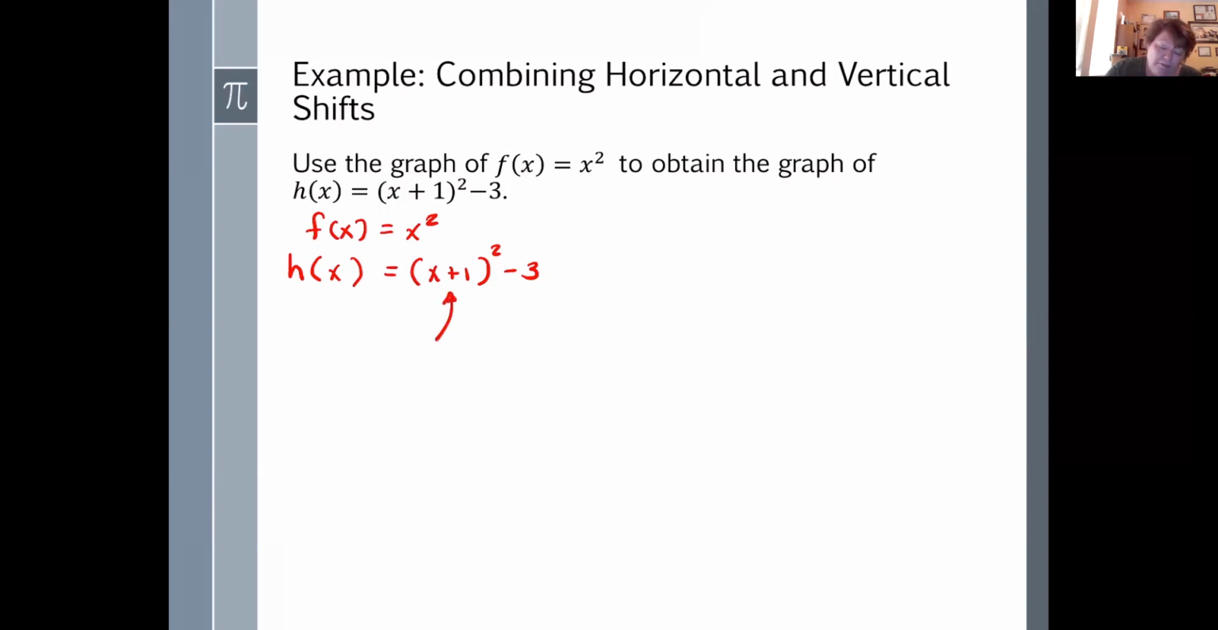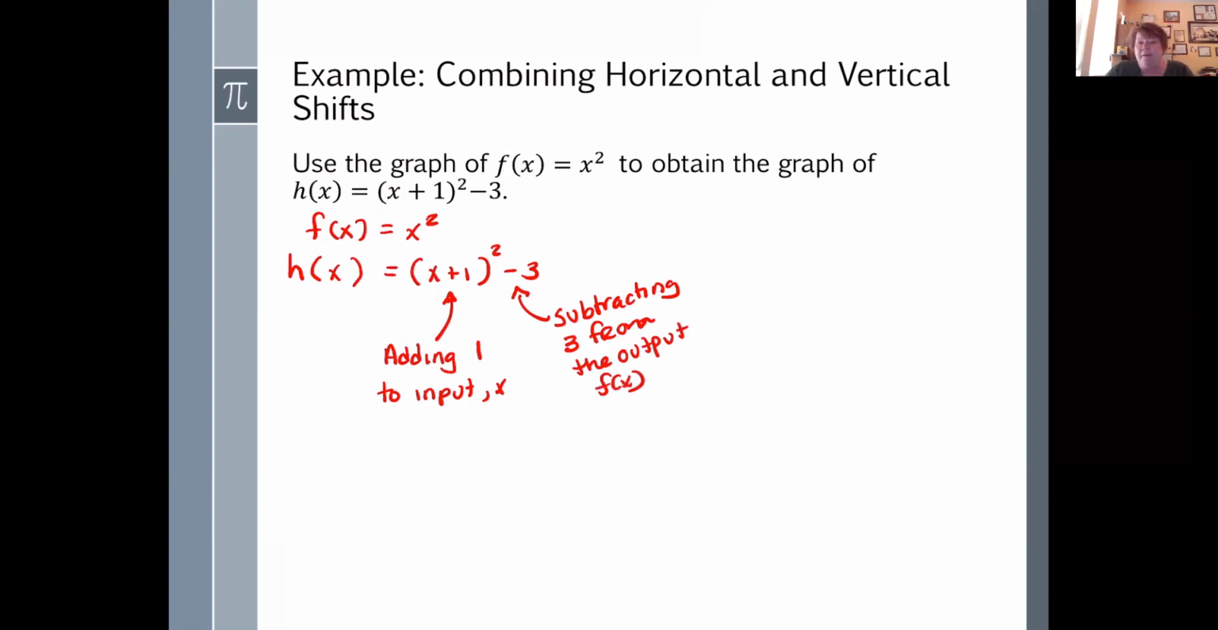So we're adding 1 to the input x, and then we're subtracting 3 from the output. Okay, so what effect does this have? Well, adding 1 to the input has the effect of shifting the entire graph to the left 1 unit. And subtracting 3 from the output has the effect of shifting the entire graph down 3 units.